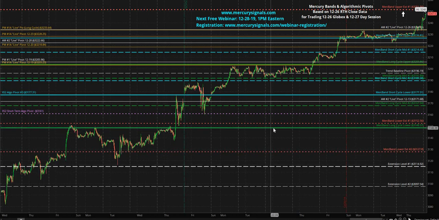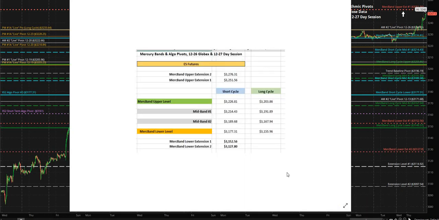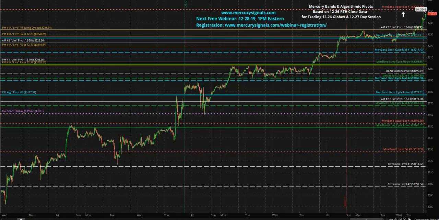Then you go up here. Now, this is the Merc band long cycle lower extension. That's the lowest of the 4 long cycles. Okay? And look where this comes in at. Again, it slices through this congestion zone. So these pivots do one of 2 things. They will perfectly bisect a price congestion zone, or they will show you the precise support and resistance.